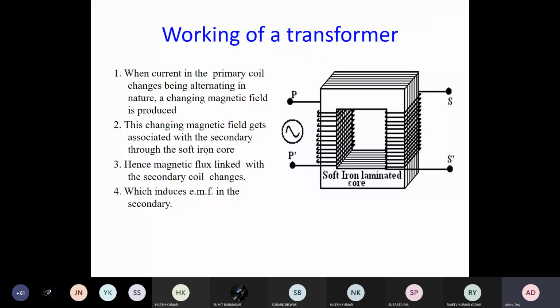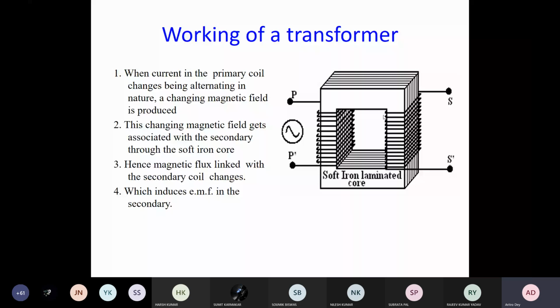Working of the transformer, as we were discussing: when current in the primary coil changes, being alternating in nature, a changing magnetic field is produced, and this changing magnetic field gets linked with the secondary through the soft iron core. You can use a soft iron laminated core, or CRGO. Either will work. But usually for the standard transformer, we use cold rolled grain oriented steel, so that your hysteresis loss is less. Otherwise it will be more.